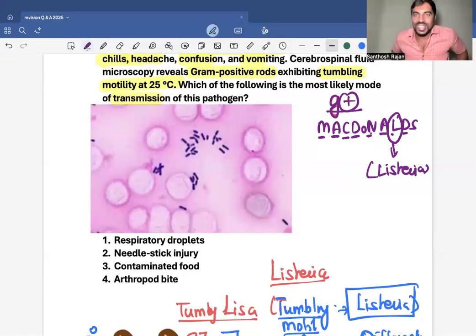Okay, I'm not going into full detail. We have to do revision, and it's past revision time. So it's Listeria monocytogenes. Listeria monocytogenes is one of the common causes, the third most common cause after E. coli and group B. It is one of the common causes of neonatal meningitis.